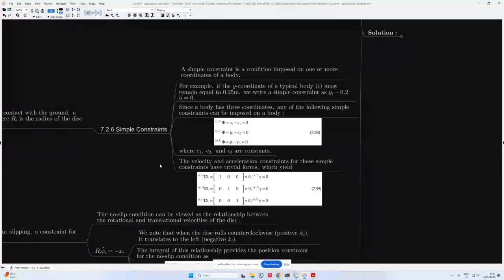The velocity and acceleration constraints for these simple constraints have trivial forms, which then yield the Jacobians over here, and then we also have these gamma functions, which are all equal to 0.